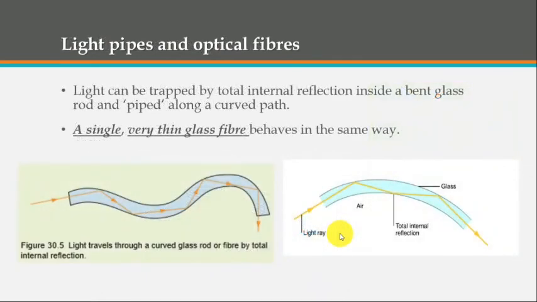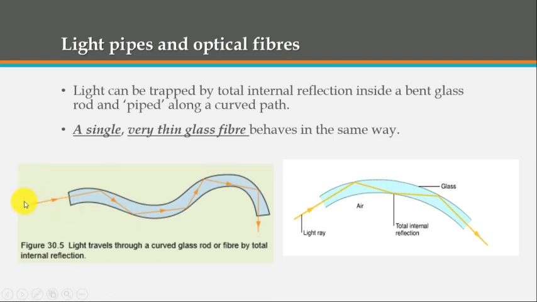Okay. The last thing in our lesson is light pipes and optical fibers. Light can be trapped by total internal reflection inside a bent glass rod and piped along a curved path. A single, very thin glass fiber behaves in the same way. Look at these examples. These two objects are made of a very thin glass fiber. So the material is glass.